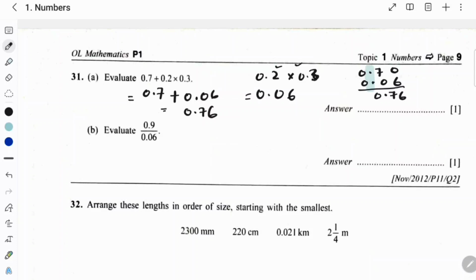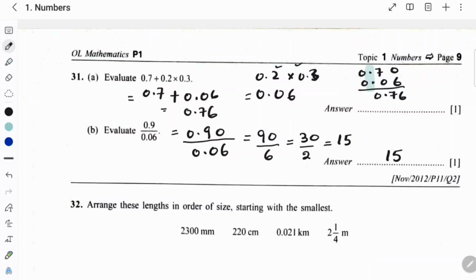Alright, now just look at 31 part B. 0.9 divided by 0.06. Same thing we do to make the same decimal places in the numerator and denominator both. So that is becoming 90 over 6. So that needs to simplify more. If I am going to divide by either 2 or by 3, 3 times table, 3 times 2 is 6, and 3 times 30 is 90, and 30 upon 2 is 15. So 15 is the answer for this part.